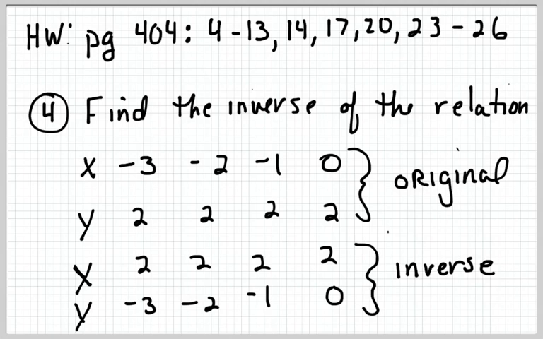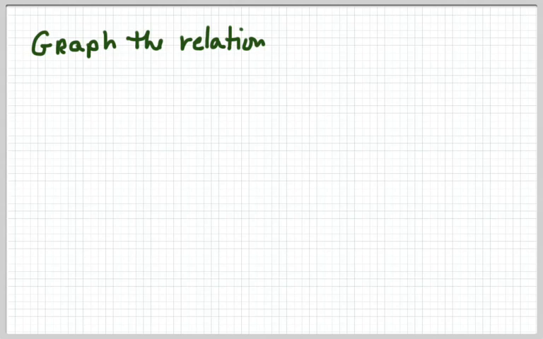14, we have to graph the relation and its inverse. 14 shouldn't be too bad. 17, let's go ahead and do 17 so you can see what that looks like. Okay, we're supposed to graph the relation. This is for a couple of the problems. Graph the relation and its inverse.